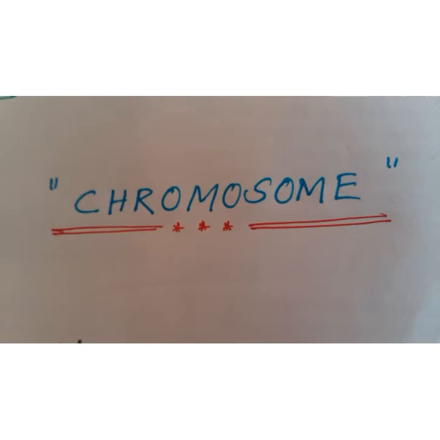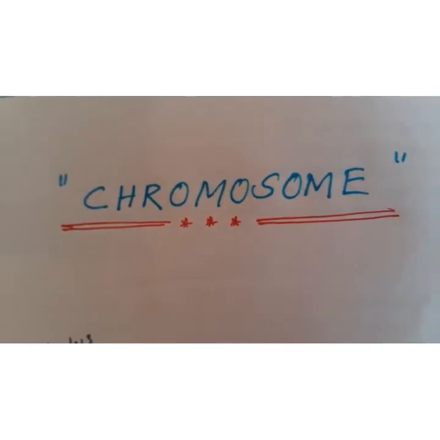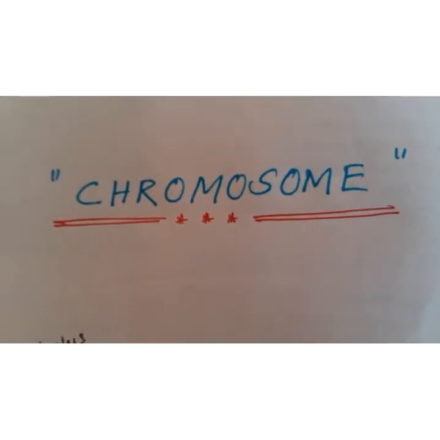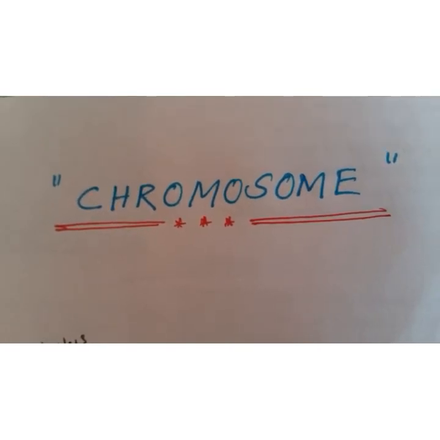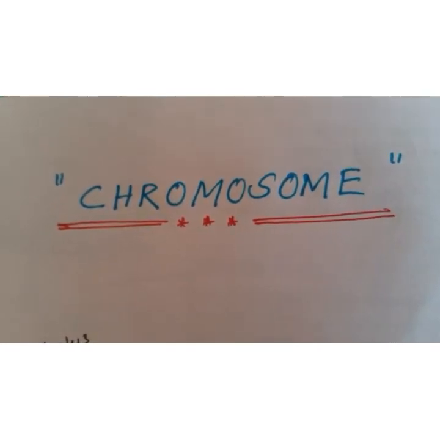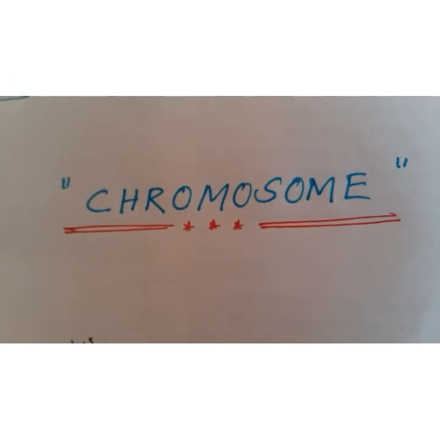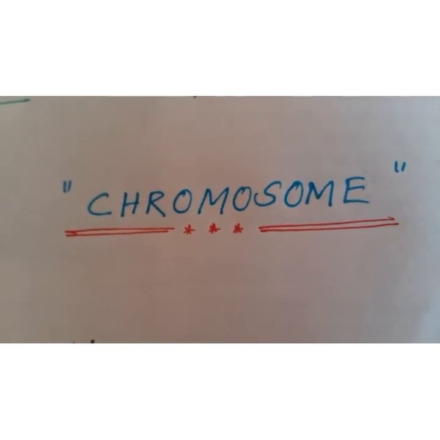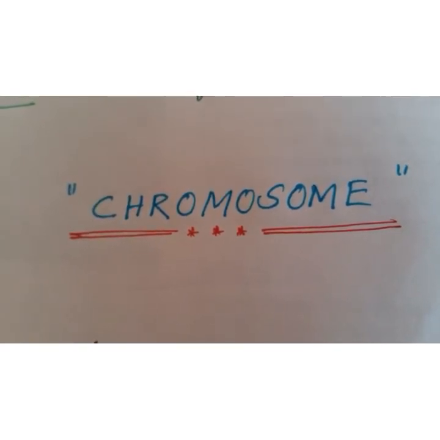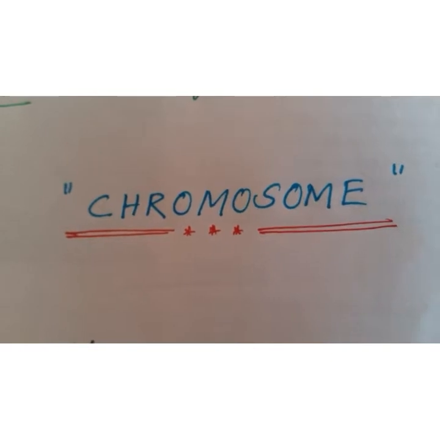So friends, let's start the topic. The word chromosome is derived from two different Greek words. One is chroma, which means color, and another is soma, which means body. So the chromosome means colored body. A chromosome is a carrier of genetic material which is directly involved in determination of organic development.